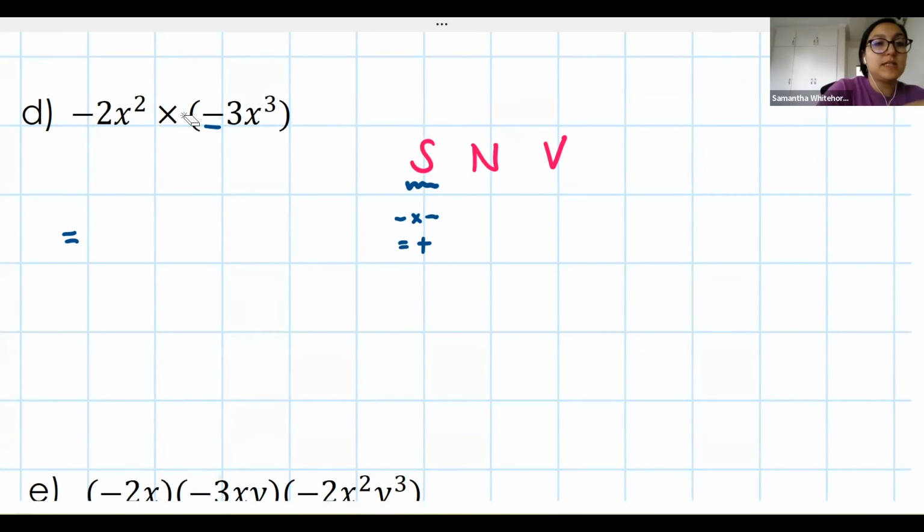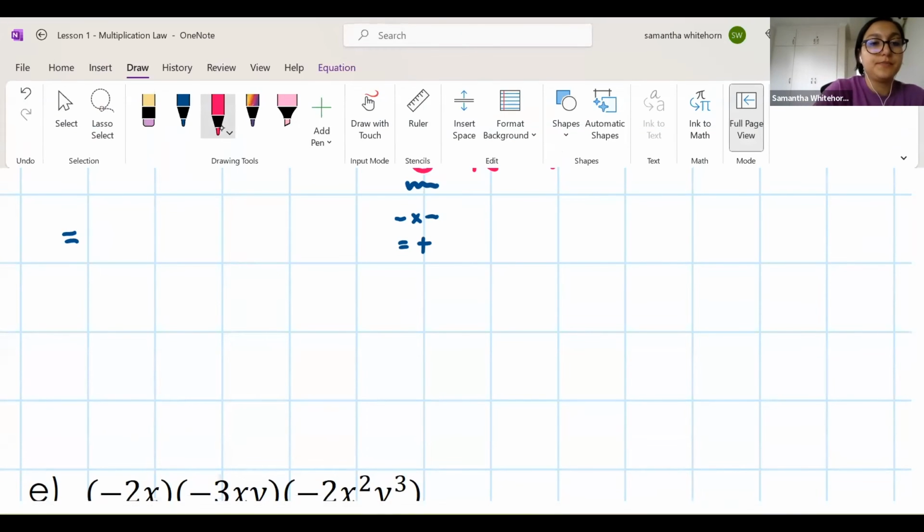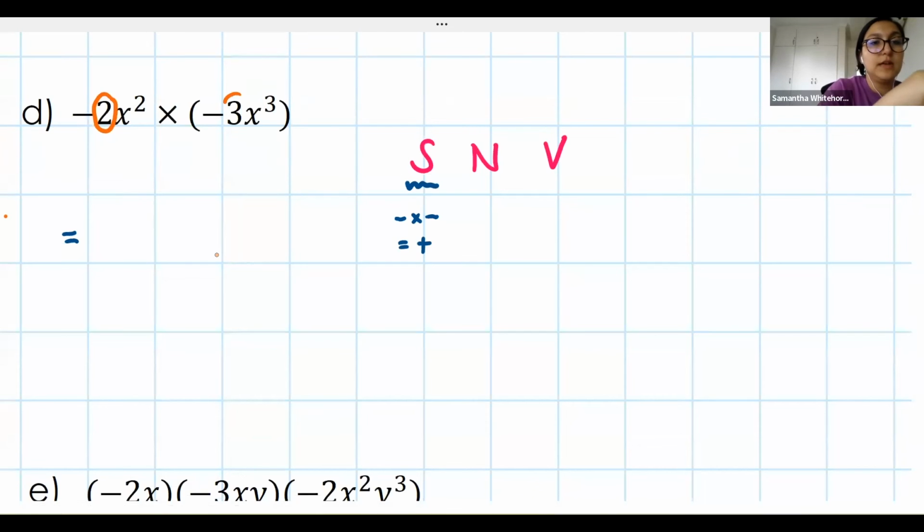So once I've done my signs, I move on to N, which is the numbers. Right, so if I have a look at my numbers here, I've got 2 times 3. We've already dealt with the negative, so I don't need to stress about that. But now when it comes to my numbers, I've got 2 times 3. Now we know that the product of 2 times 3 is 6. And so we write down our 6 next to our equal sign. We know it's a positive 6. We just don't write the plus there, but we've got our 6.